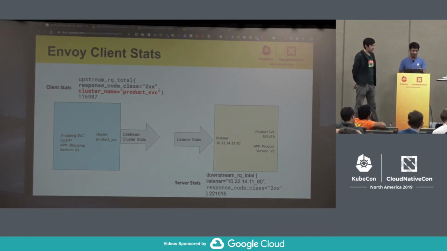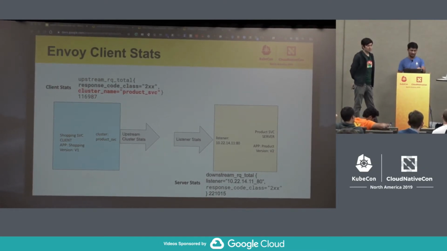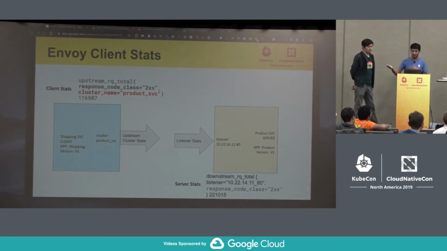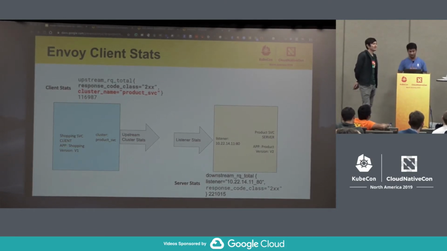The other part is quite interesting because that dimension is the cluster name. If the control plane has used a reasonable name for the cluster, then you will actually get a very useful stat here, right? The cluster name is actually pointing to the destination of this traffic. In this example, it's going to product SVC. It is going to product SVC.